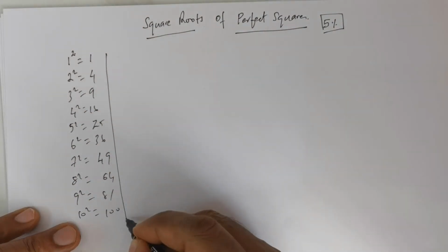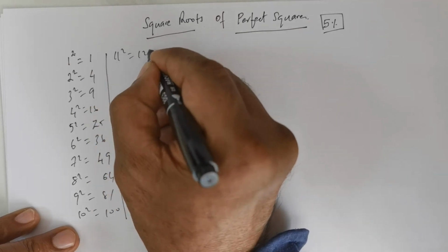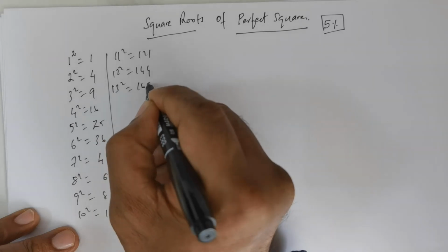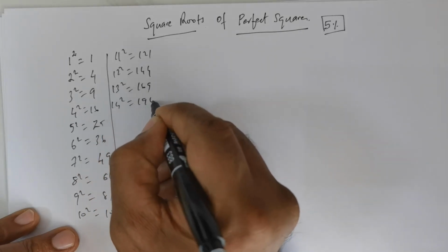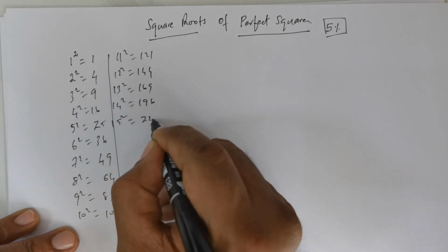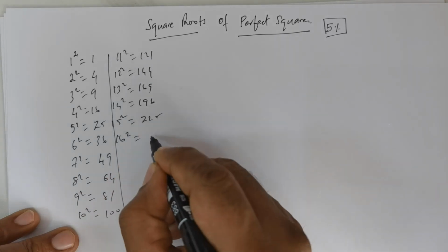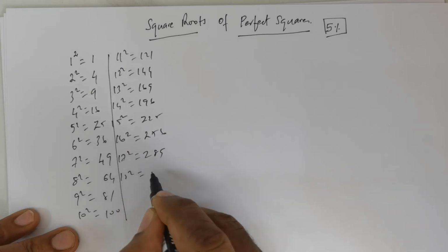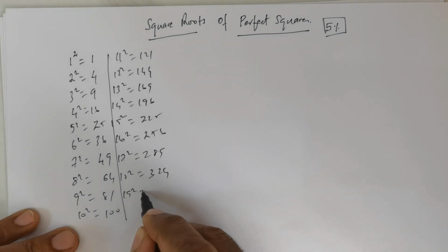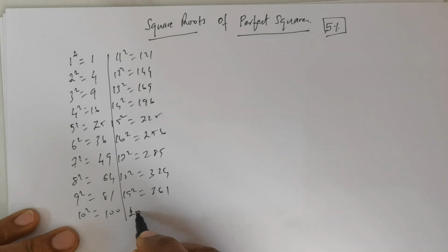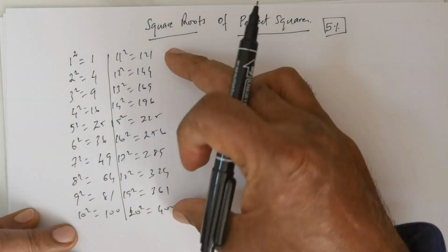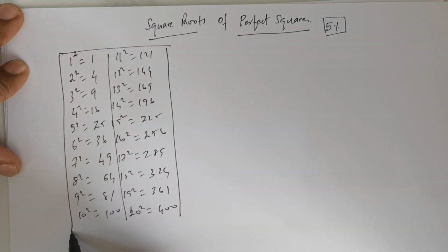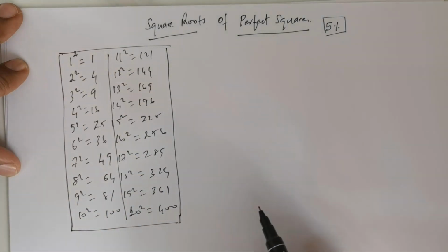Now after this there is a second part. 11 squared is 121, 12 squared is 144, 13 squared is 169, 14 squared is 196, 15 squared is 225, 16 squared is 256, 17 squared is 289, 18 squared is 324, 19 squared is 361, and 20 squared is 400.